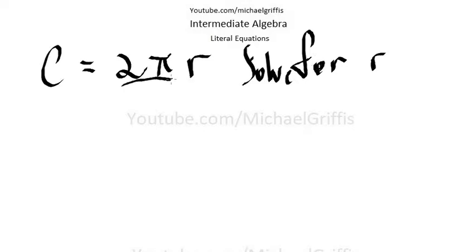What do we do? Move those guys diagonally down. C over 2 pi is equal to r. So remember, we're multiplying through by the reciprocal of 2 pi, which is 1 over 2 pi. We're multiplying 1 over 2 pi to both sides. So that is the equation for the circumference, finding the circumference of a circle.